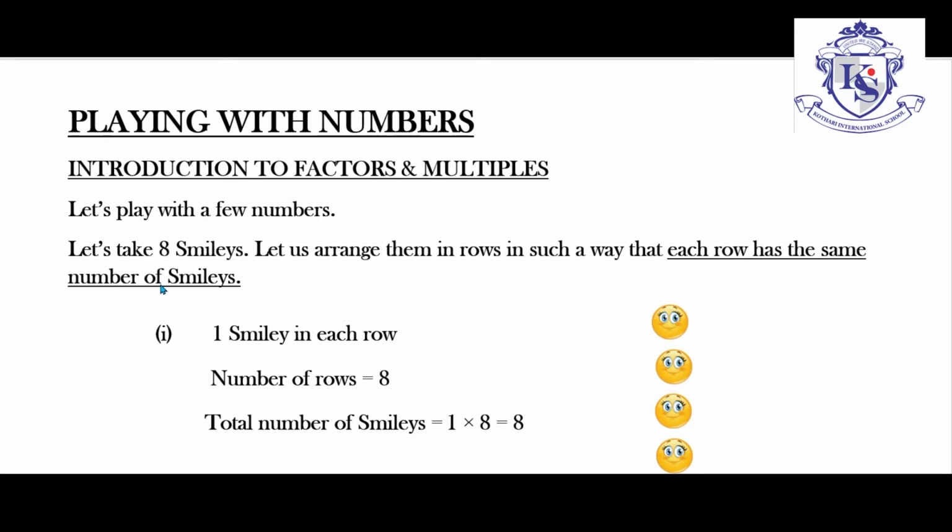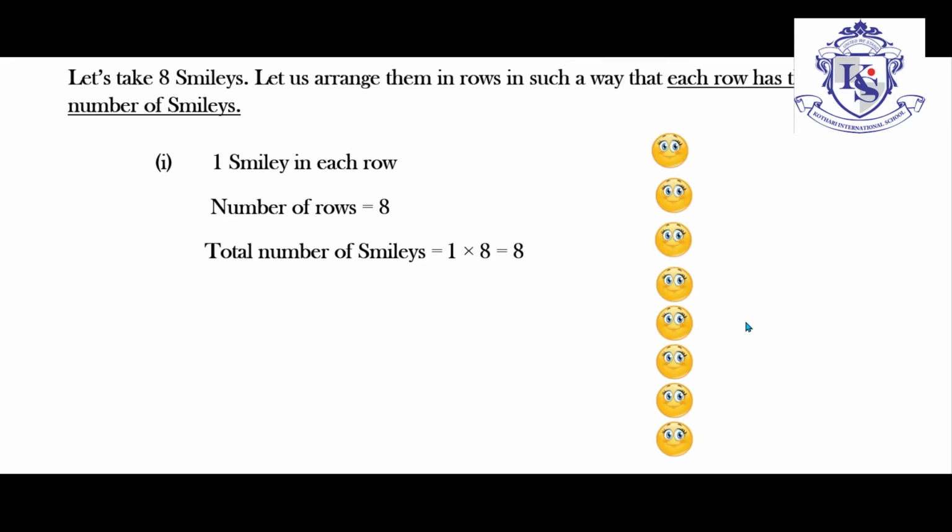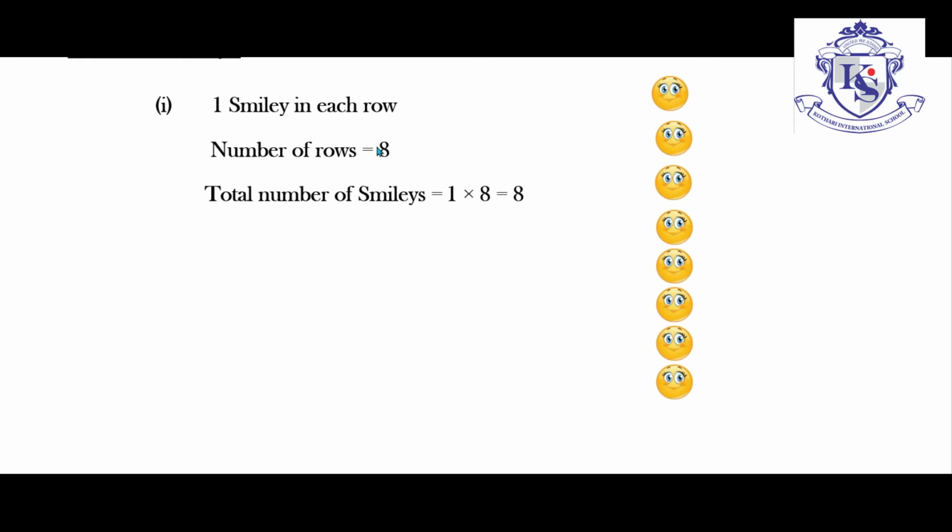So let's play with a few numbers and let's take 8 smileys. Let us arrange them in rows in such a way that each row has the same number of smileys. That means the only rule that we are applying here is each row has the same number of smileys. Now let's arrange these 8 smileys just as I have arranged. If I take one smiley in each row, I have got 8 rows here. And of course, I have arranged this number 8.